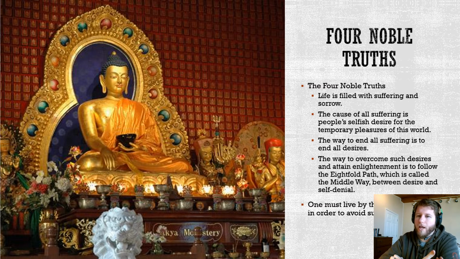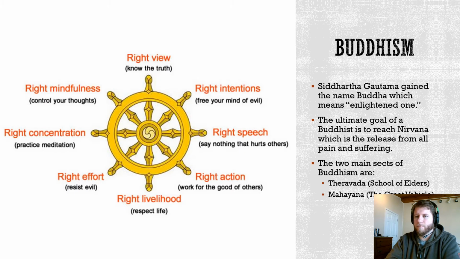And the way for us to end this suffering is to end the desire. And the way to do that is to follow what he calls the Eightfold Path, or the middle way, which is kind of how to walk the line of suffering and self-denial. So you have to live by the Eightfold Path if you're going to try and avoid suffering in your life. So here's that Eightfold Path.